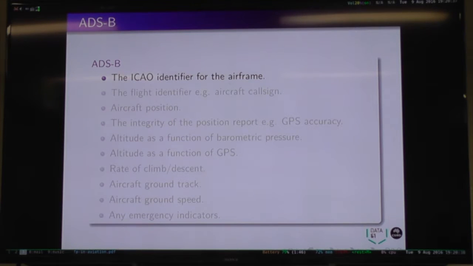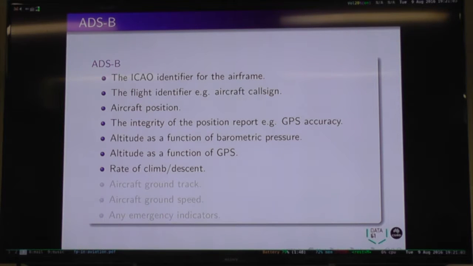An example of what comes off an ADS-B transmission is the international identifier for the airframe, so all airframes have an identifier. The flight identifier, the flight name, if you all know what a flight name is. The position of the aircraft, the integrity of that position, altitude, which can be measured by barometric pressure or by GPS, whether that aircraft is climbing or descending, the ground track, the speed, and whether or not the aircraft has any emergency indicators.